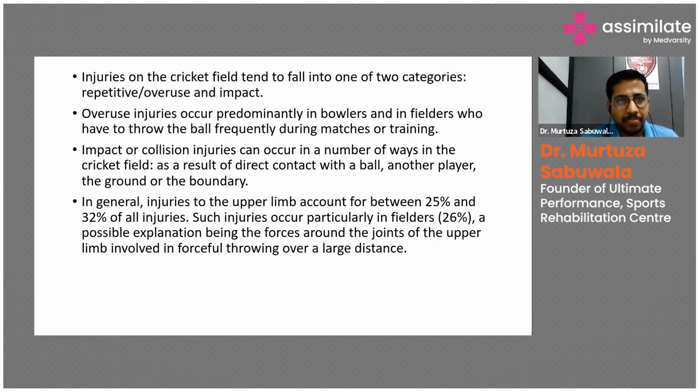or the boundary line. So in general, injuries to the upper limb account for around 25 to 32% of all injuries. Such injuries particularly occur in fielders because they have to throw the ball continuously. For the upper extremity, injuries mostly involve the shoulder joint, mostly because of the throwing activities, predominantly in fielders and bowlers.